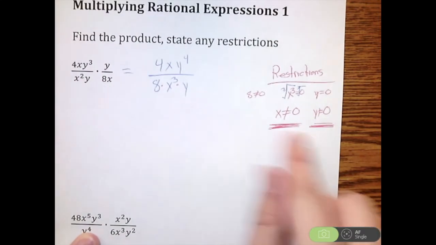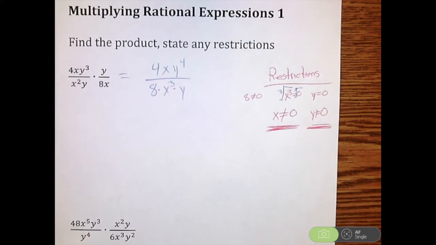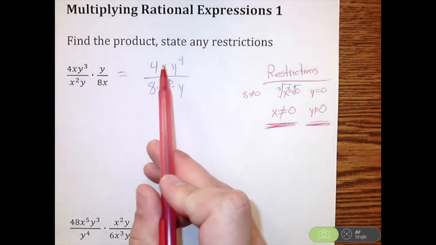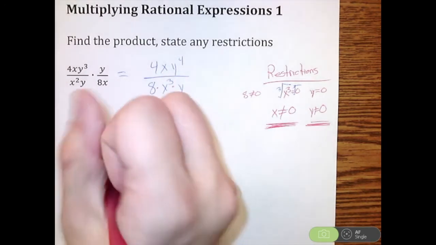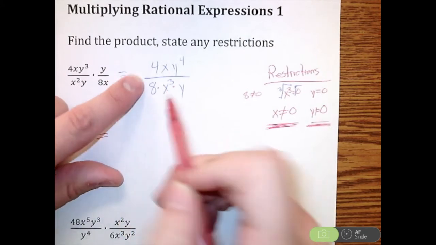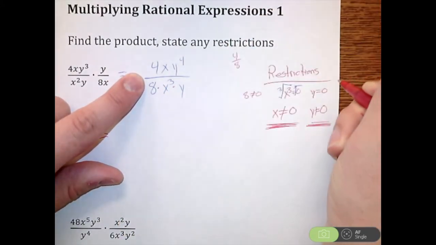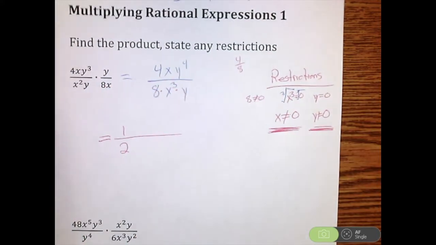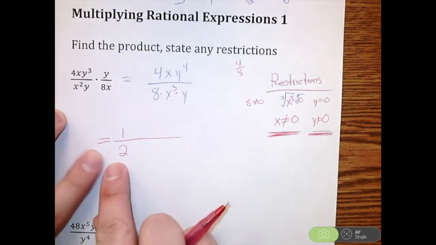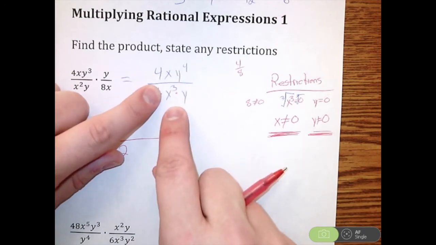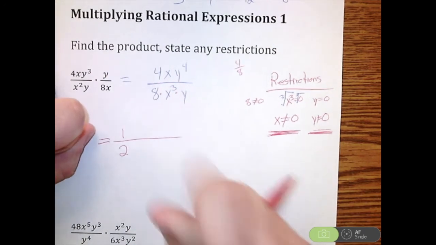So after you have restrictions, we can actually do this simplifying part. I take it piece by piece. I start with my numbers, then I go through each of my variables: numbers, then my x's, then my y's. So let's start with my numbers. I have 4 over 8. That reduces to 1/2. And I'm writing a big fraction here because I know I'm going to have to deal with x and y. So 4 over 8 reduces to 1/2. Next I have an x divided by an x to the 3rd. So I have 1 x on top and 3 on bottom.